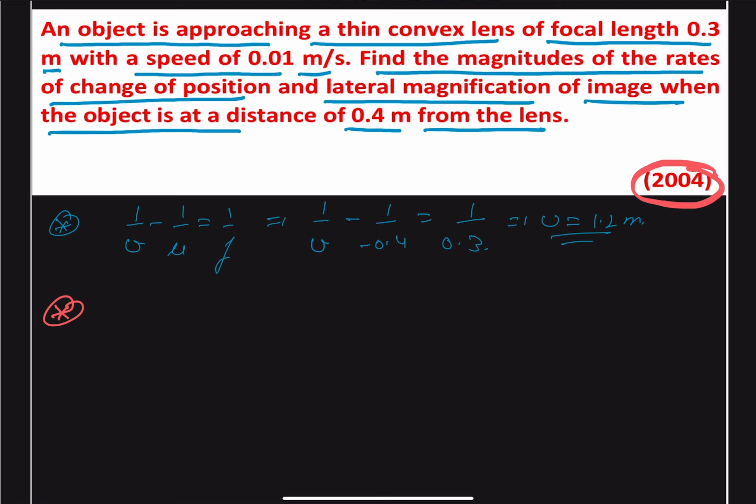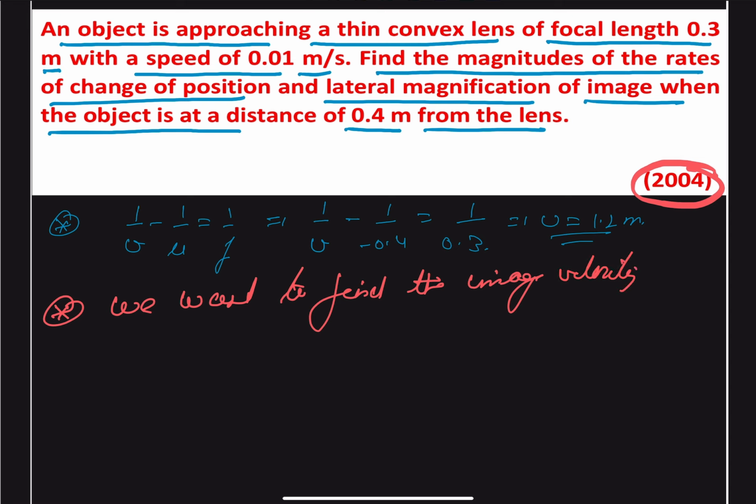So you can say that we want to find the velocity, the image velocity. So therefore we are going to differentiate this equation. Let us put this as equation number 1.